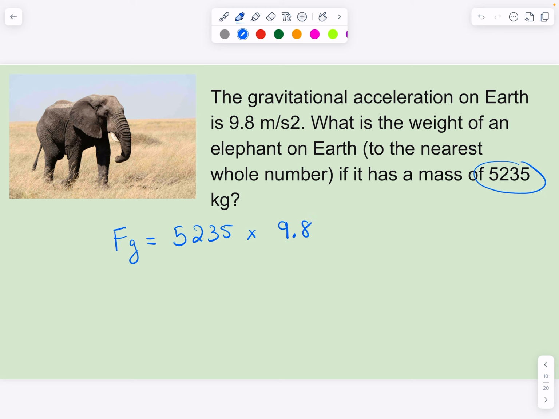So that is our mass times our g, basically. And when we multiply that out, 5,235 times 9.8 gives us a lovely number of 51,303 newtons, which is the force of that elephant in our classroom.